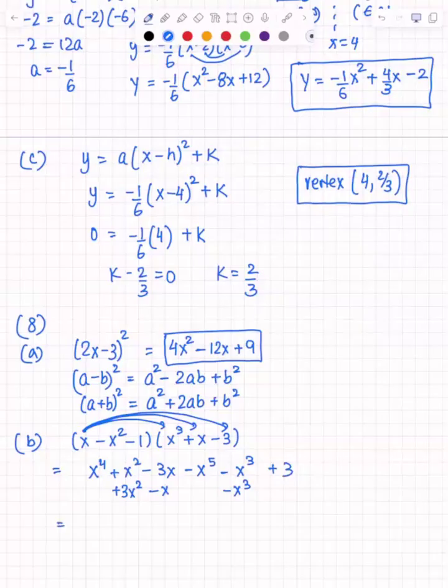So we get negative x to the 5. And I'm going to write this in standard form, so highest degree going down. So negative x to the 5 plus x to the 4 plus 4x squared. Oh, sorry, I forgot the minus 2x cubed plus 4x squared minus 4x plus 3.